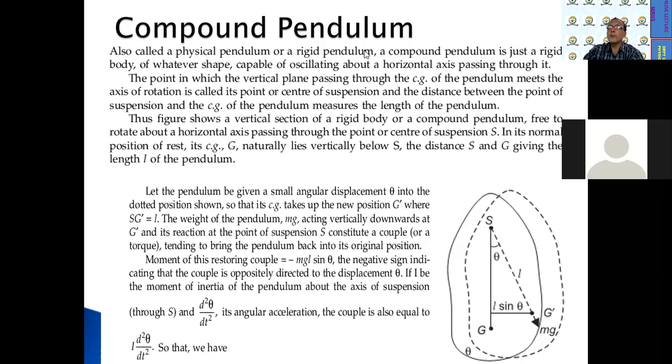Compound. Compound pendulum. So the difference between the simple pendulum and compound pendulum is that a simple pendulum consists of two parts. One is a thread and another is a bob.